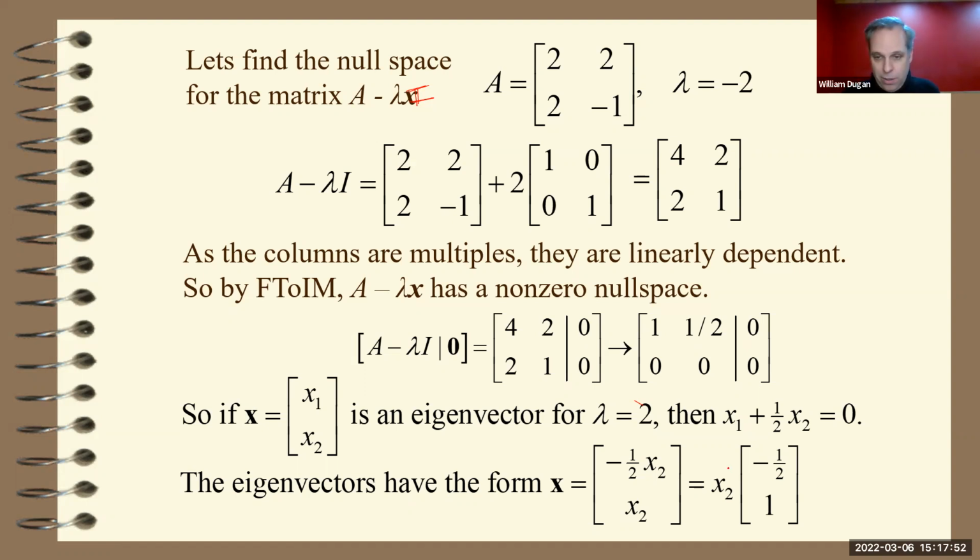That's this part right here. That's the free variable part. Some multiple of the vector (-1/2, 1). All we need then is 1. So if you want a single eigenvector, it would just be (-1/2, 1). That's one of them, but there are many others. You could choose x2 to be anything you like, as long as it's not 0, and you would get another non-zero eigenvector. So there isn't just one eigenvector for the eigenvalue -2. There's an infinite number of them.